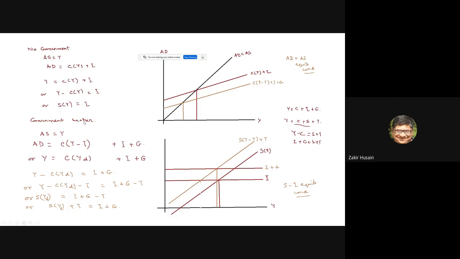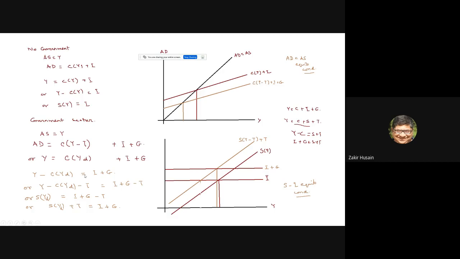Once we introduce the government sector, we are introducing two things. One is government spending, which adds to your aggregate demand. So apart from the households and the private investors, you have the government sector which demands commodities. At the same time, the government must fund the resources, so we have taxes. Taxes are imposed on income and reduce the income level, so instead of consumption being a function of Y, it's a function of disposable income.